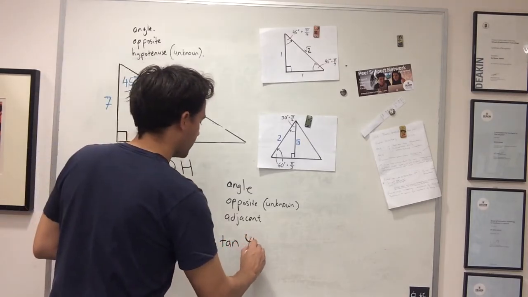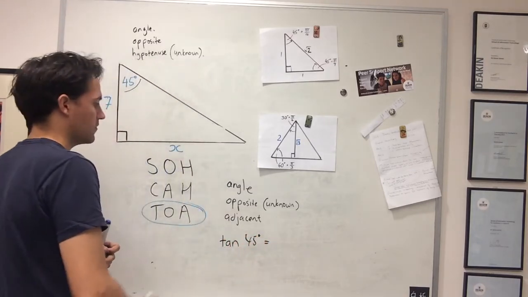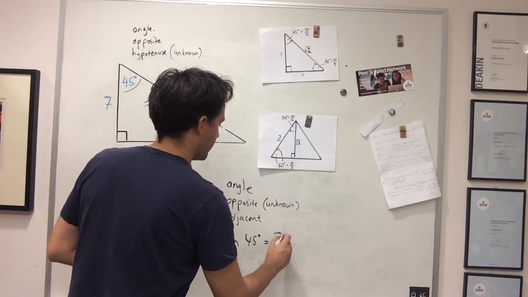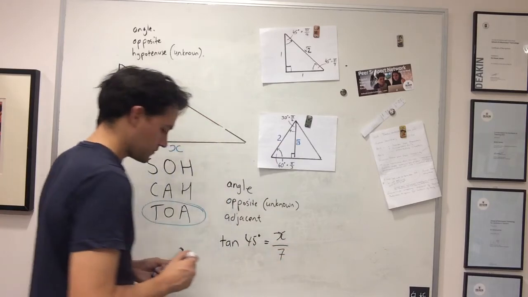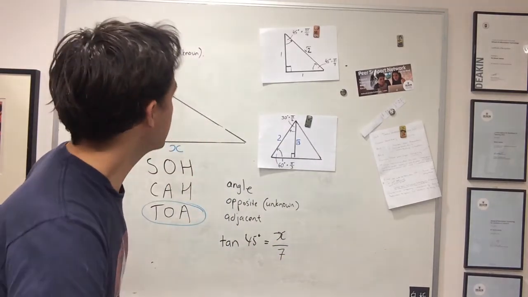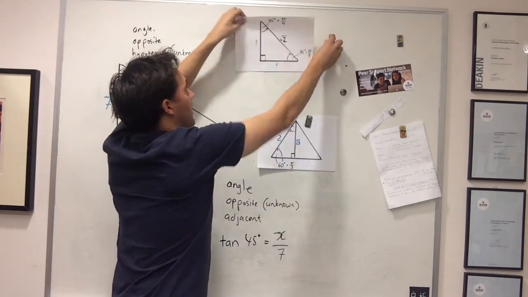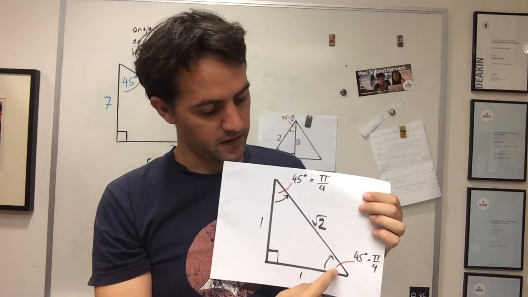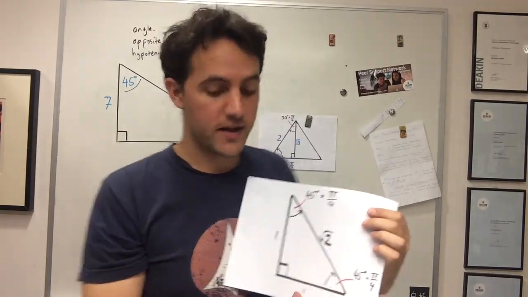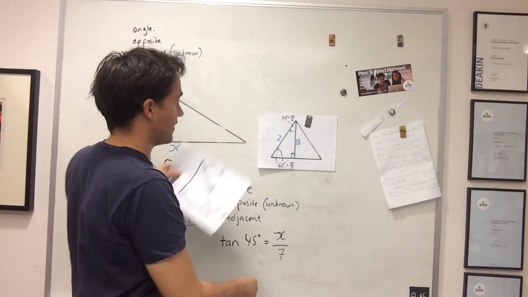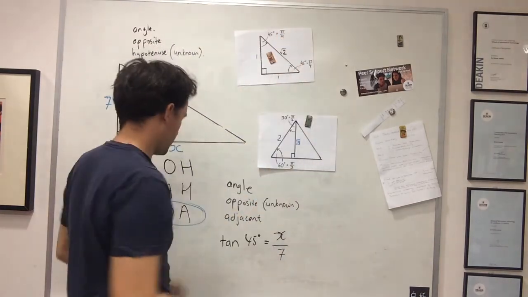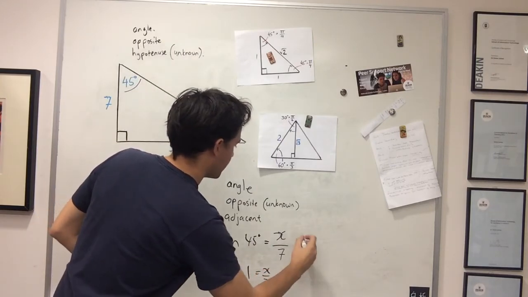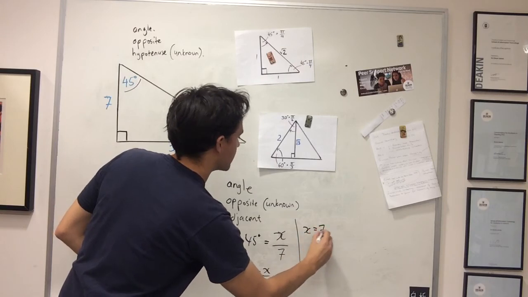So I'd start with tangent of 45 degrees equals my opposite, which is unknown, x in this case, over 7. And then evaluating this, I know tangent of 45 degrees from this triangle, opposite over adjacent, it's just 1 on 1, so tangent of 45 is itself 1. So I would just get 1 equals x on 7, therefore from this I can get that x equals 7.